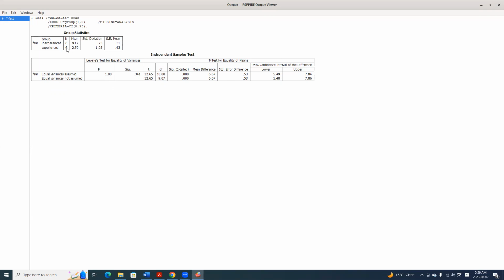Between the two groups, you have 10 degrees of freedom, and the t-value is 12.65. Significance level, highly significant. P smaller than 0.001. That's how you do a t-test for independent means when you have a between subject design.